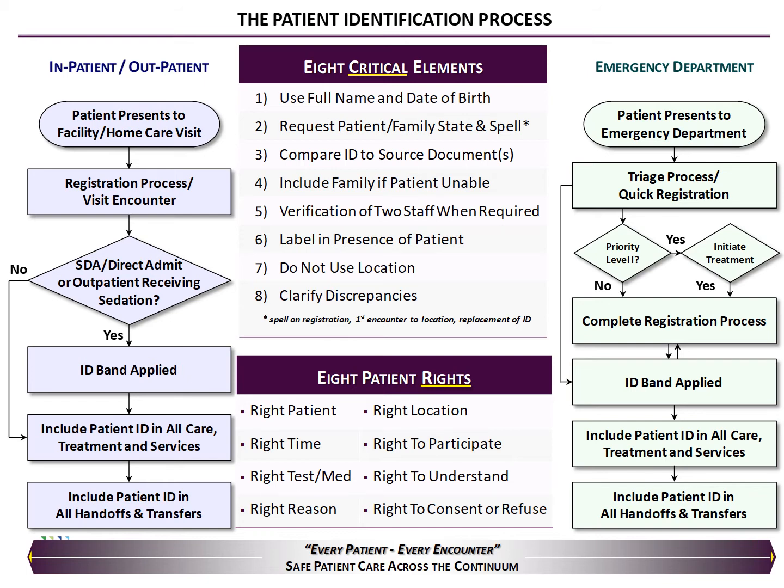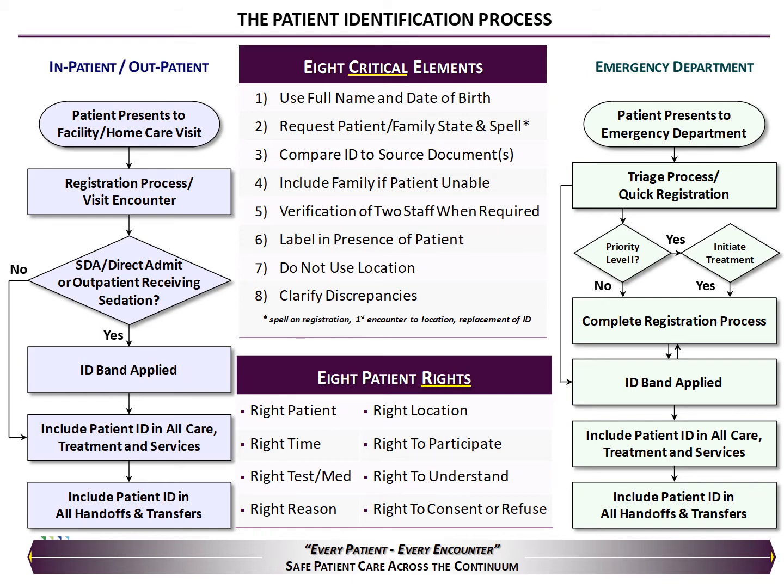Label all specimens immediately after obtaining and in the presence of the patient. Do not use location or description of the patient as an identifier. For example, room number, door, test, or diagnosis. Do not proceed if the ID band is missing, incorrect, not legible, or if the patient has a question or concern. Clarify and escalate as needed.